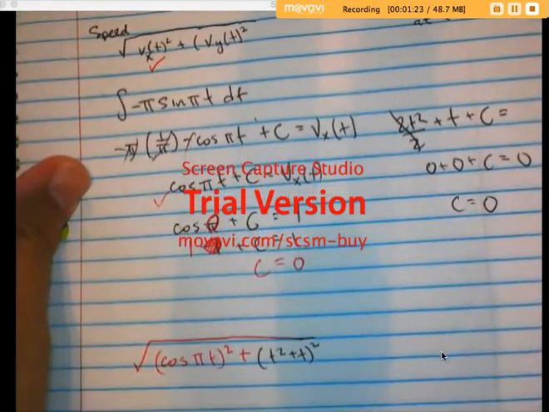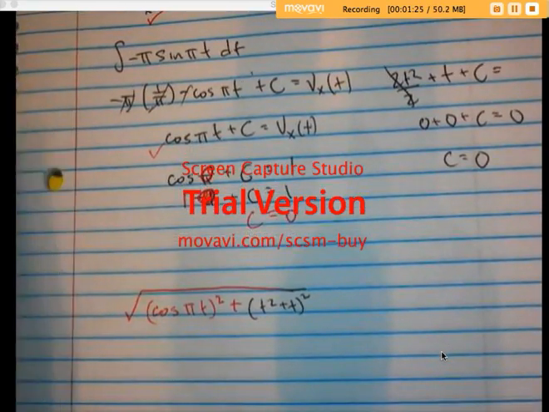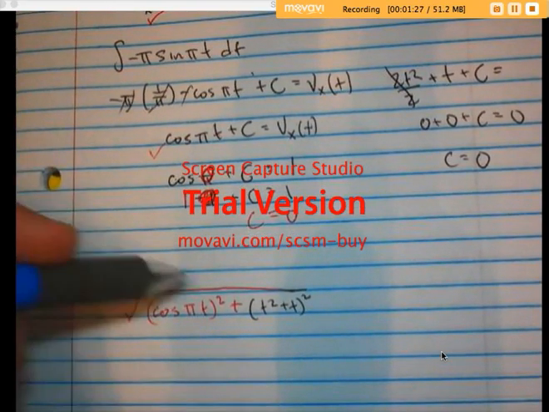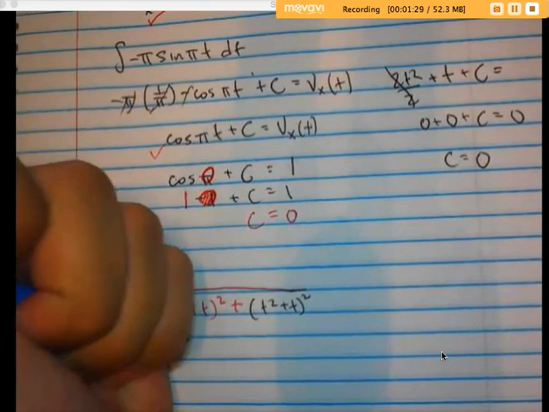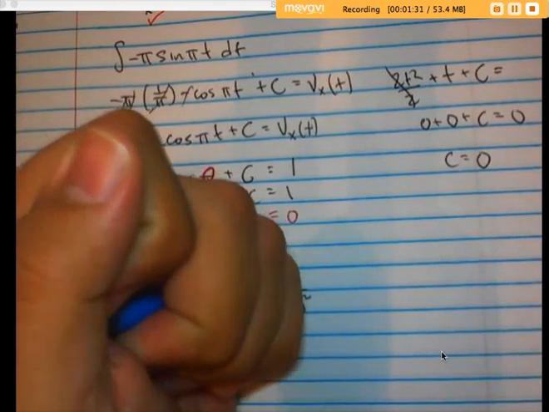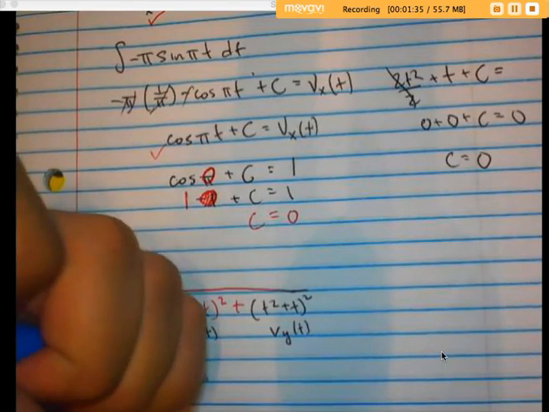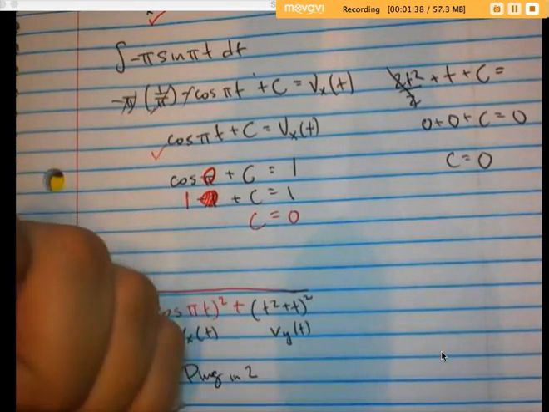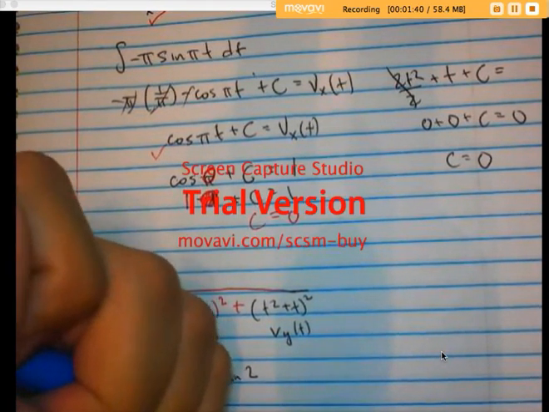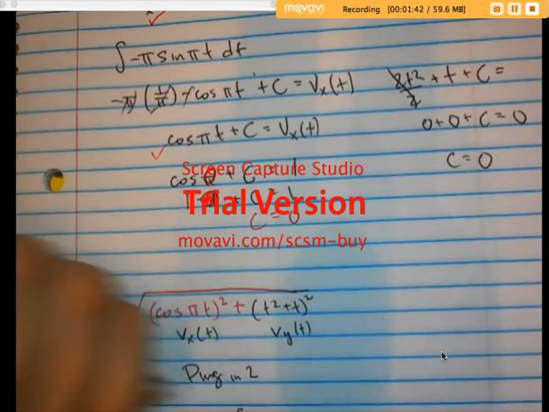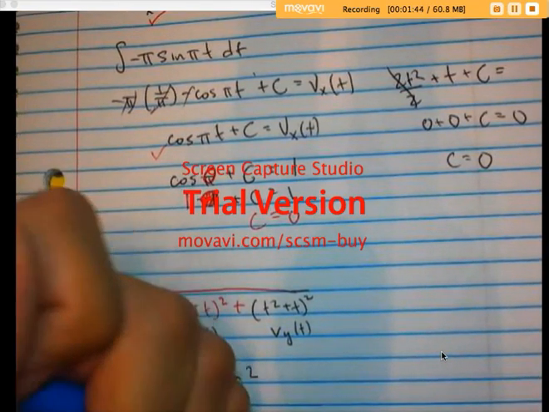Okay, oops, excuse me. This is a rather clumsy video. But I've got my velocity x component. I've got my velocity y component. I have to plug in 2 and then simplify to find that my answer choice is C.